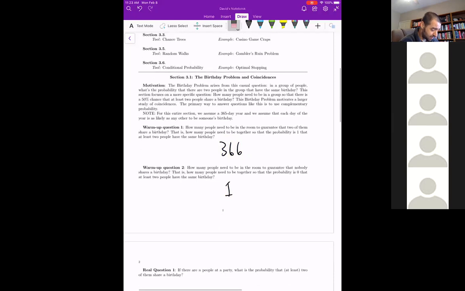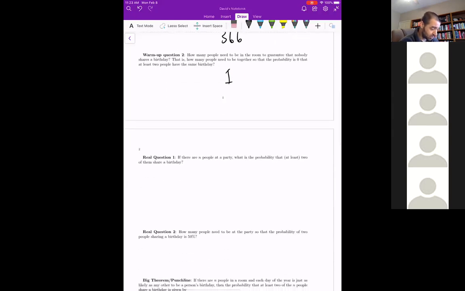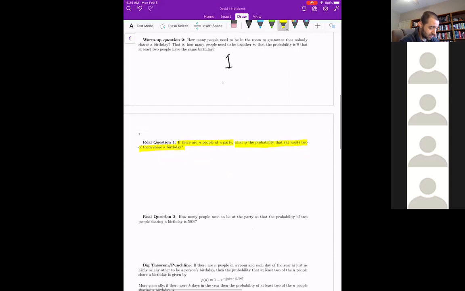So now, here's the real question, not a warm-up question. If there are n people at this gathering, what's the probability that two people share a birthday in the room? And then here's the actual real question, the point of the section. How many people need to be in the room so that the probability of getting a birthday hit is a coin flip, 50%?